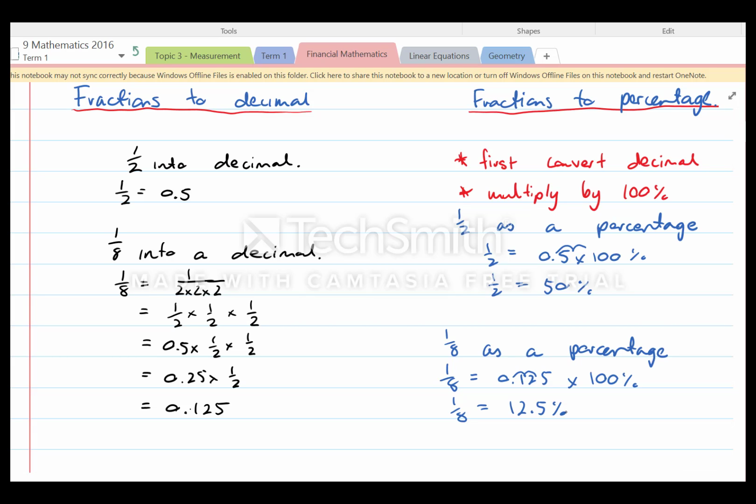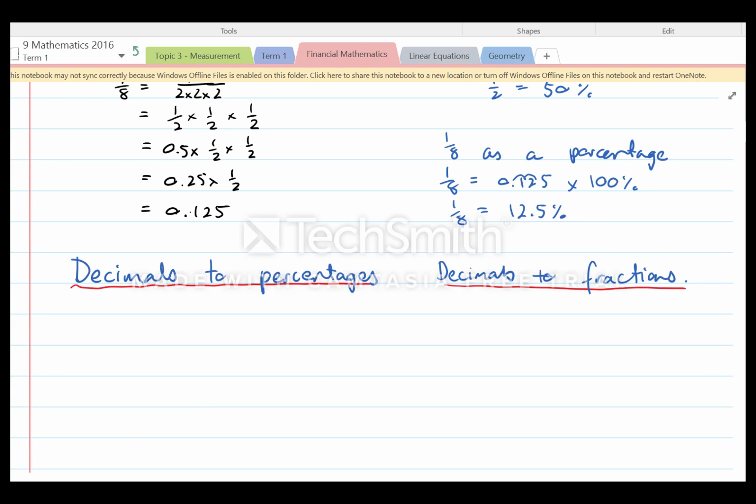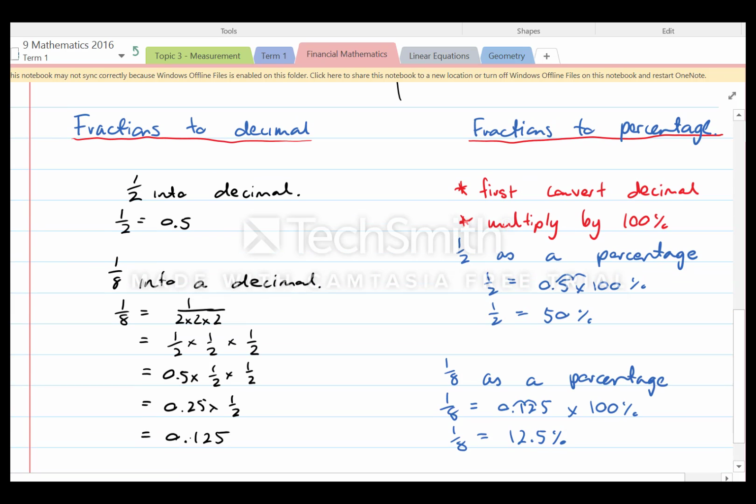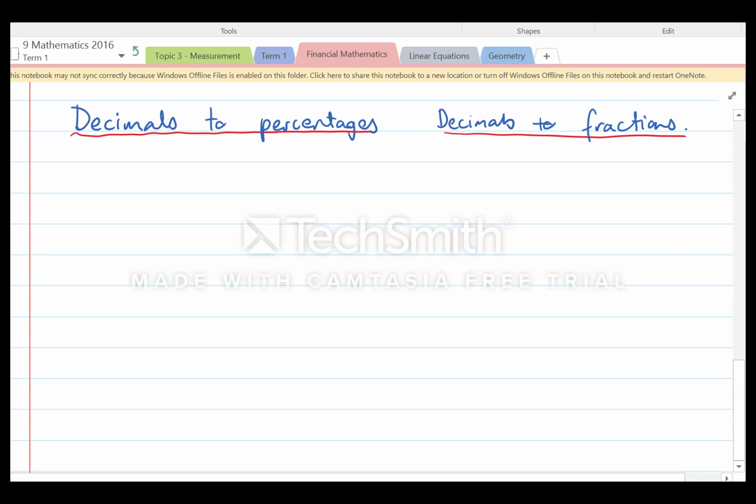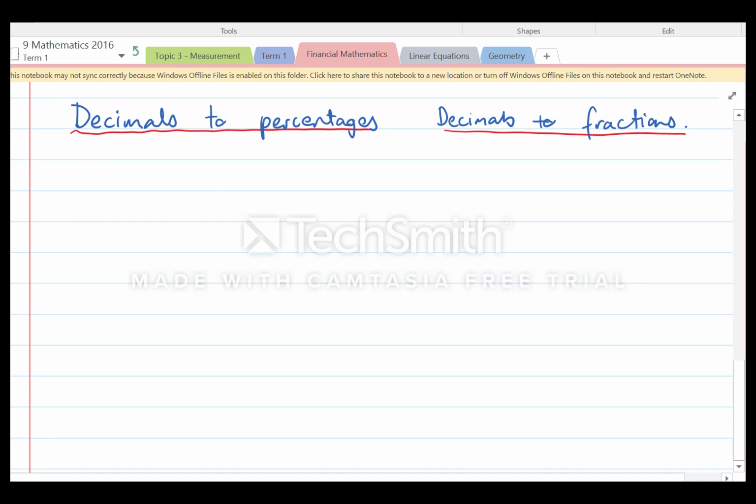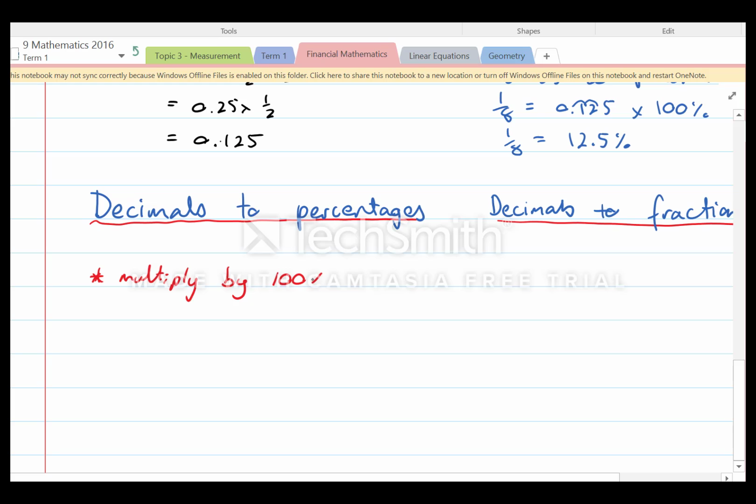Yeah, so nice and simple. Converting fractions to percentages is easy as long as you can convert fractions to decimals. So finally, we'll look at converting decimals to percentages and decimals to fractions. We've already looked at decimals to percentages as part of fractions to percentages. So decimals to percentages is simply you need to multiply by 100%. So 0.325 will be equal to 0.325 multiplied by 100%. So now we've got 32.5% when we jump that decimal place 3 to the right.